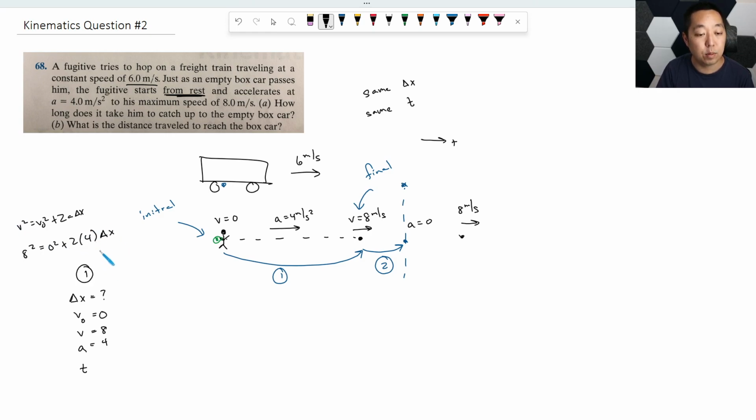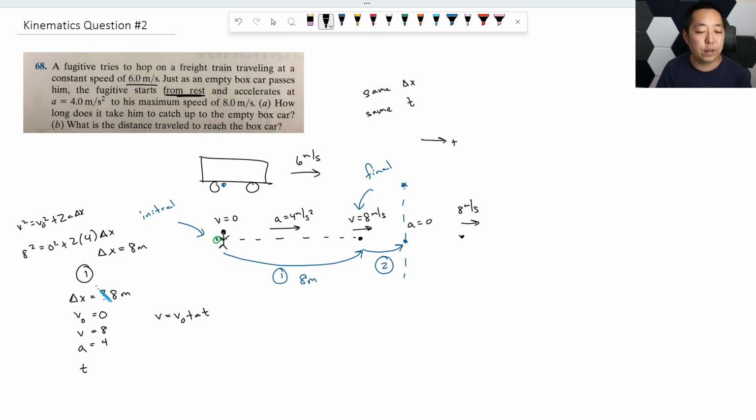And now it's just a math problem. You can solve for delta x here. It's going to be 8. Okay, so 8 meters is how far he's traveled during this motion. And then we could solve for time using any of the equations we want. I like using this one.